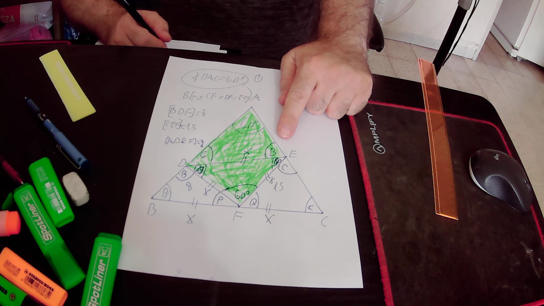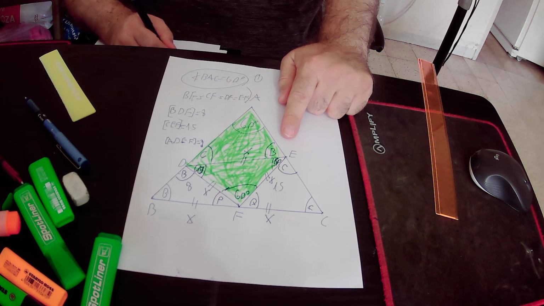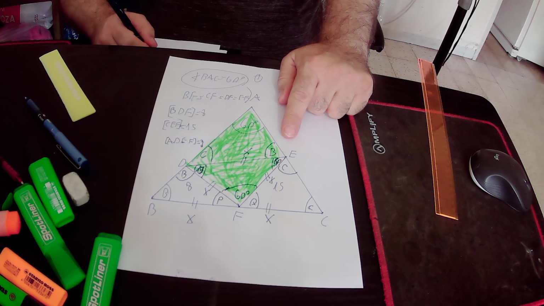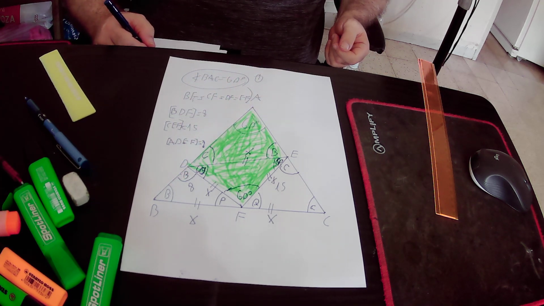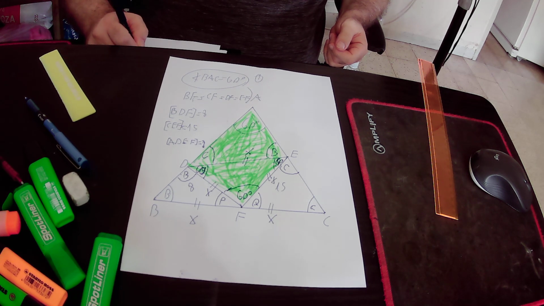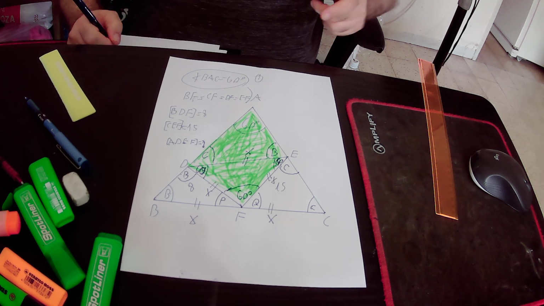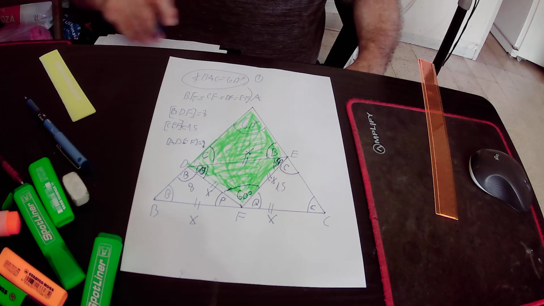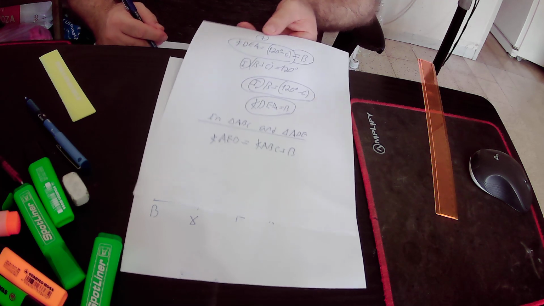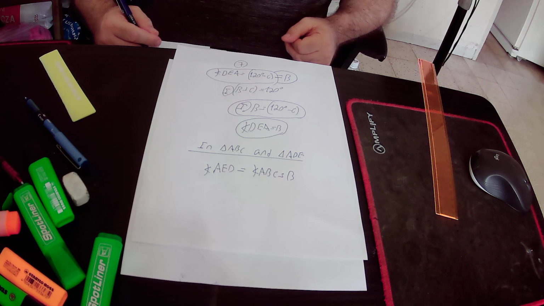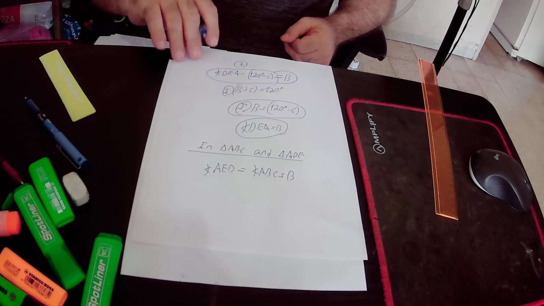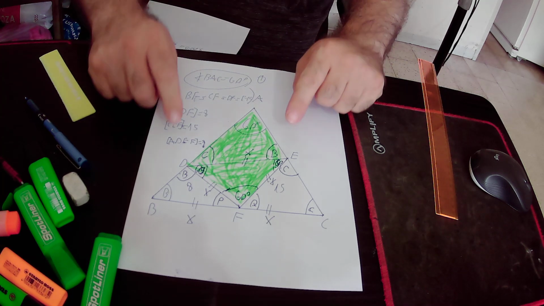Angle AED in the small triangle equals angle ABC in the big triangle ABC, and both those two angles are equal to B.